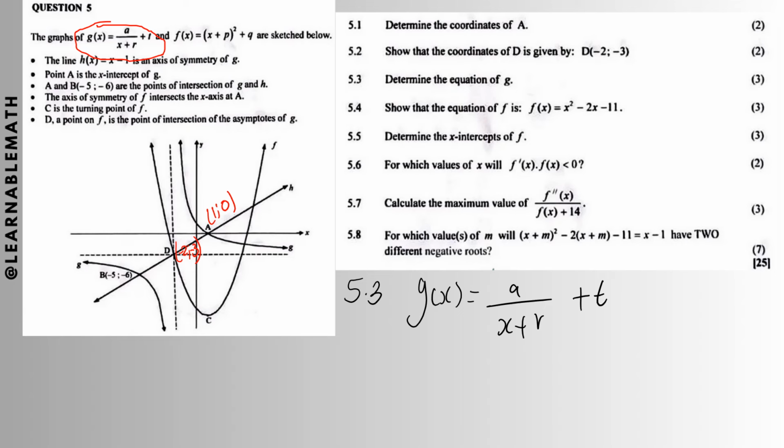Those you find on the axis of symmetry, and we are told here that D was actually at the point of intersection with the axis of symmetry. Therefore, we can deduce that the x of that line is minus 2, and its y is what? It's minus 3, right? So we can just come and substitute g of x equals a over, so for the vertical one, it's r, right?